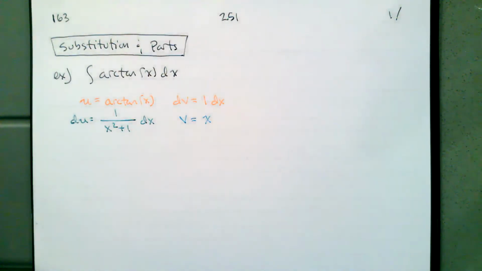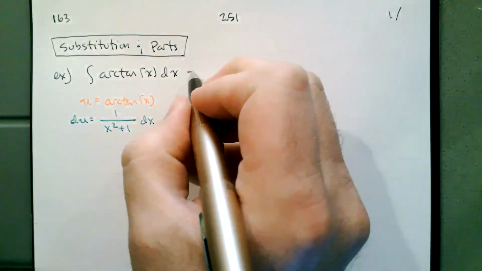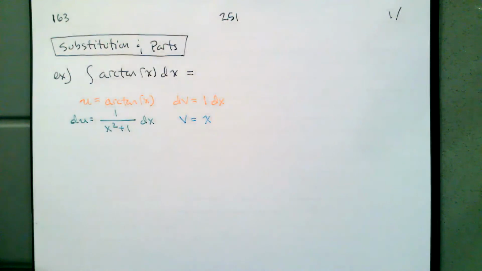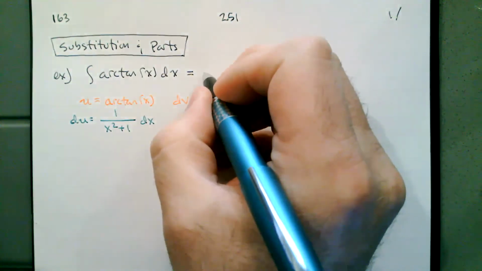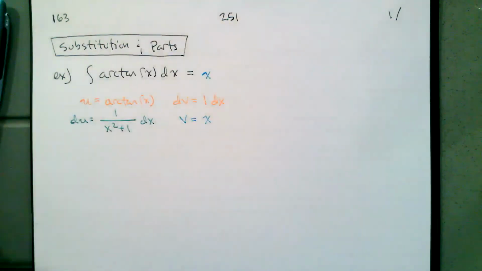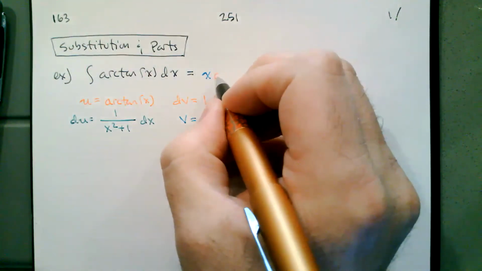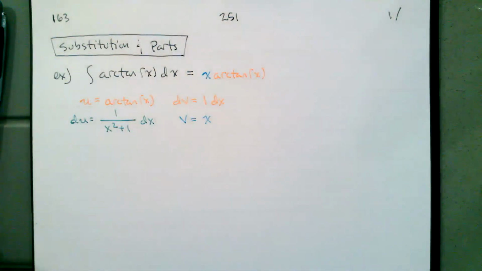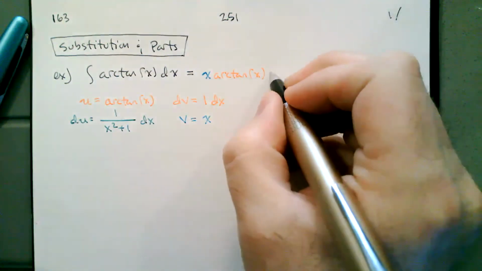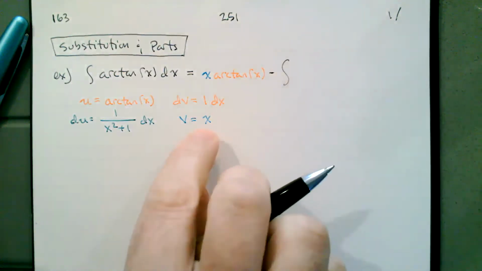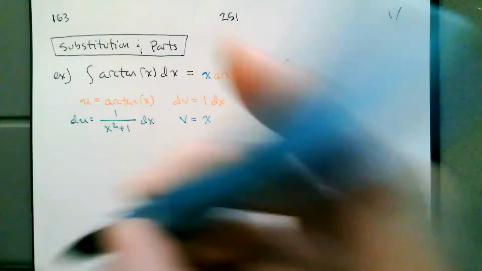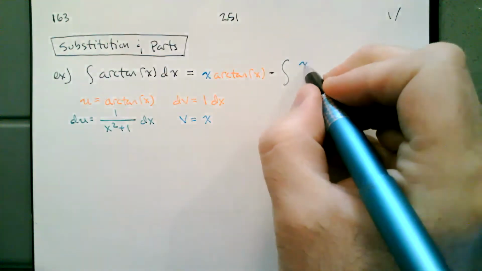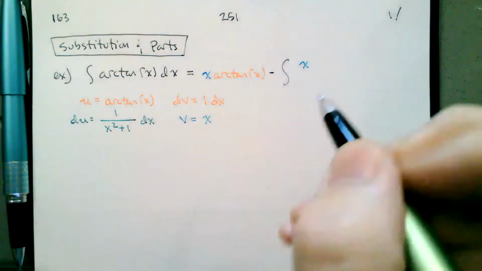Now we're ready to put things together in the parts formula. So according to parts, the integral of arctangent is uv, so x arctangent x, minus the integral of v times du. So that'll be x over x squared plus 1 dx.